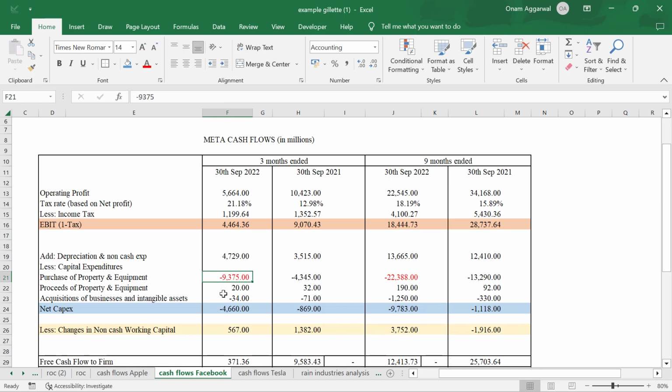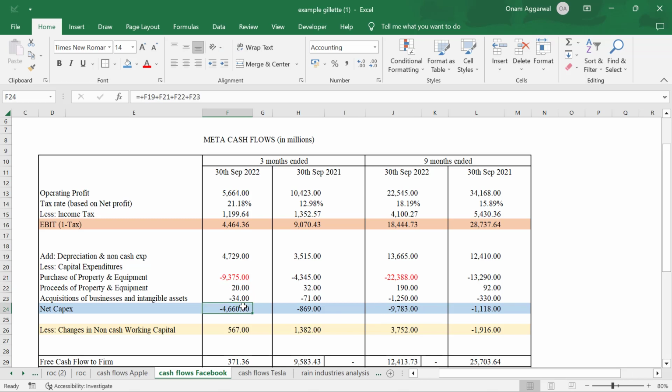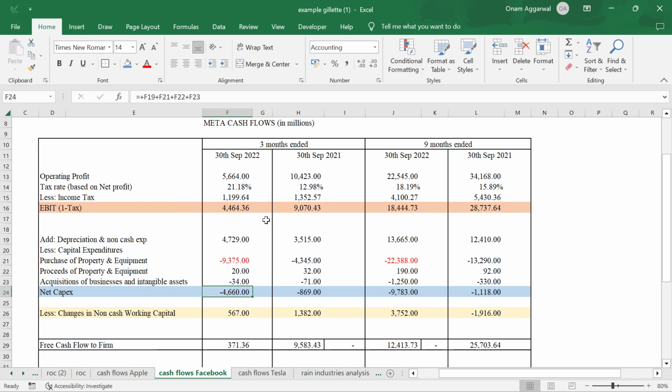Here we can see immediately there's a huge amount of purchase of property and equipment, around $9.3 billion being invested into capex. Any guesses what this capex is? These are basically the metaverse investments which Facebook has made during this quarter, right? They made some money by selling some plant and equipment of around $20 million, and made a small acquisition of businesses, and we get to the net capex of minus $4.6 billion. So effectively, Meta has reinvested its entire operating profits back into the business.